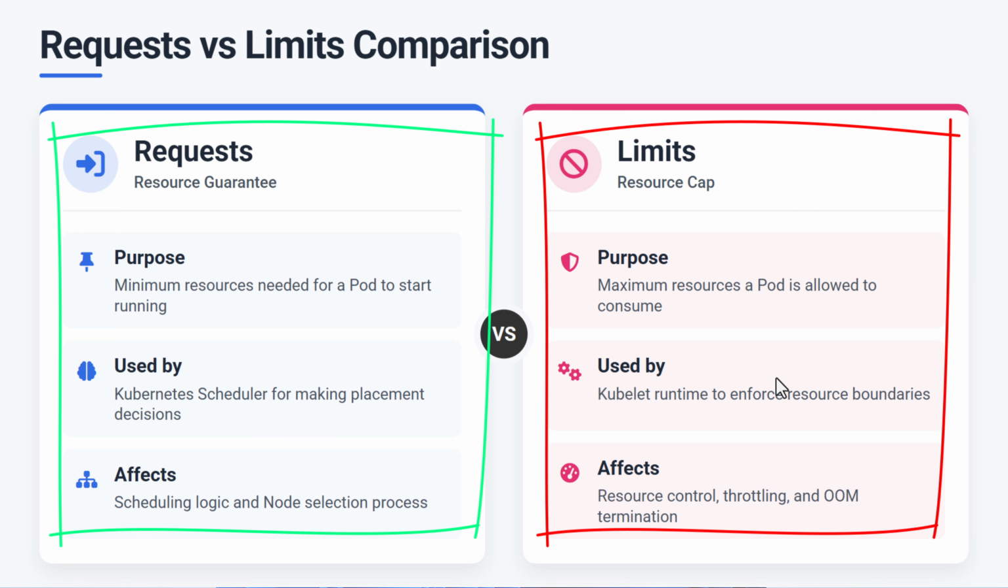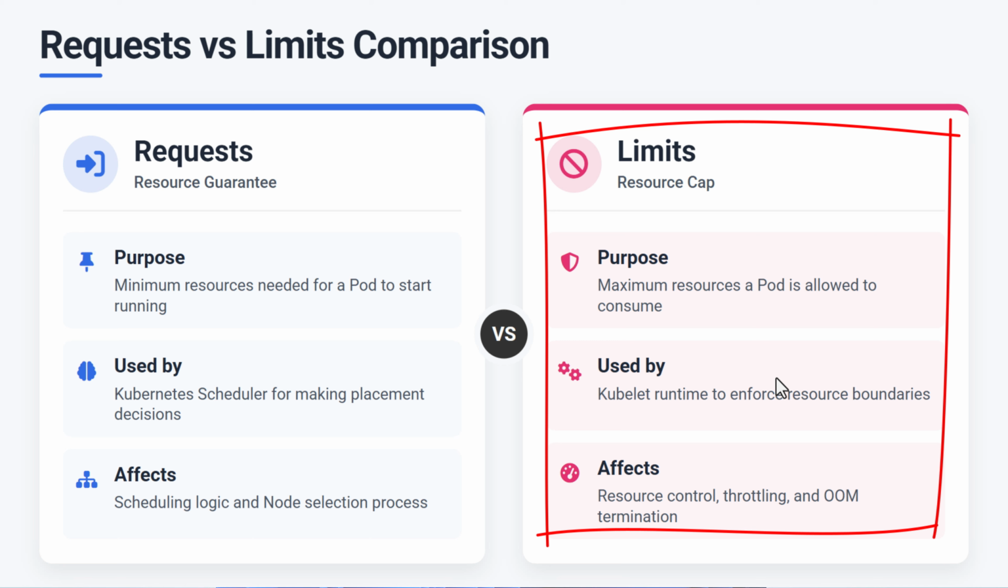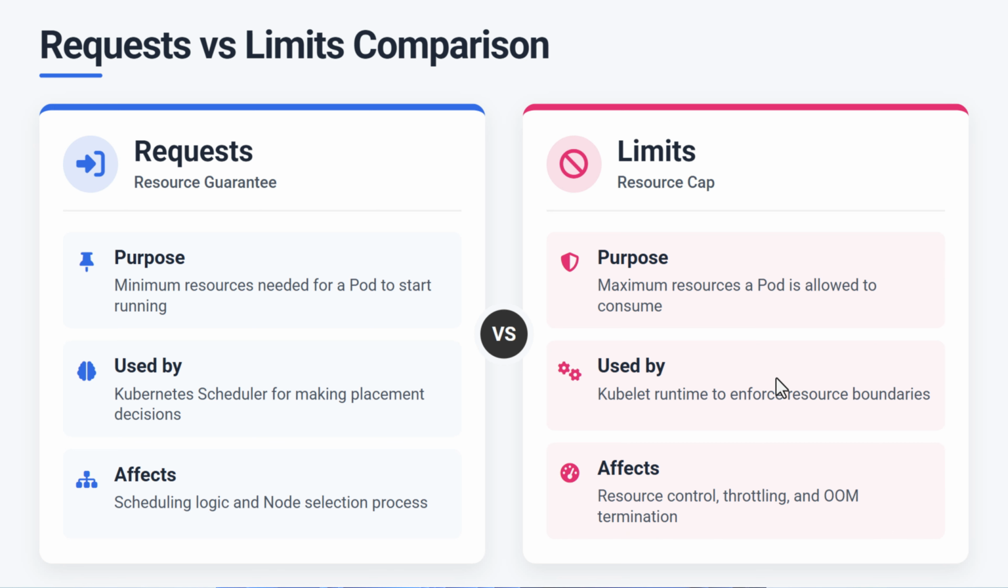On the right, we have the limits. Limits are the maximum amount of resources a pod is allowed to use. These are enforced by the kubelet on the node. If your pod tries to use more CPU than its limit, it gets throttled. If it goes over its memory limit, it might get killed. So limits affect how the container behaves at runtime. To keep it simple, requests decide where the pod will run. Limits control how much the pod can use once it's running. Together they help you manage resources in a clean and predictable way.